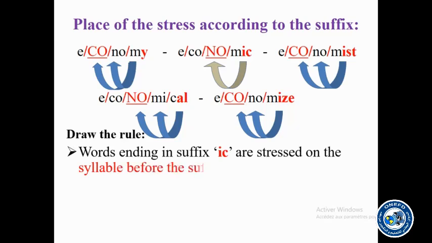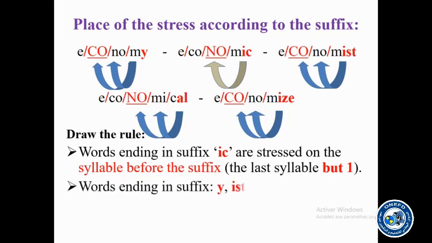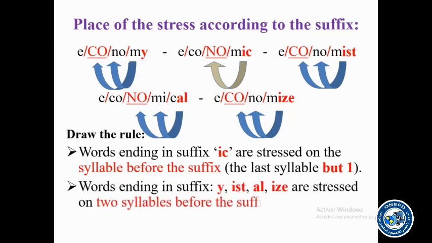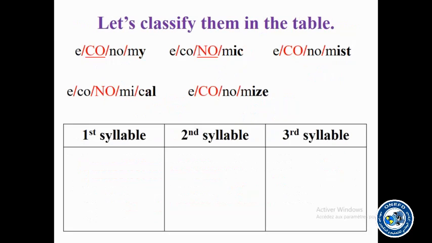Words ending in the suffix "ic" are stressed on the syllable before the suffix, what we call the last syllable but one. Words ending in the suffixes "y", "ist", "al", "ize" are stressed on two syllables before the suffix, I mean the last syllable but two. Of course, this rule is not complete, and we will complete it later on.